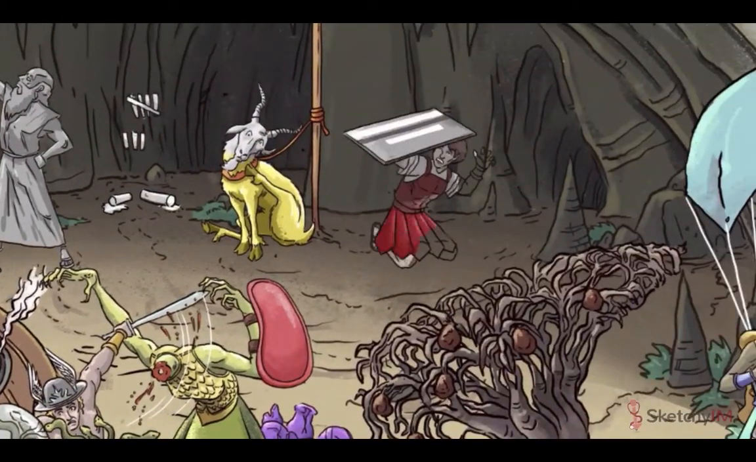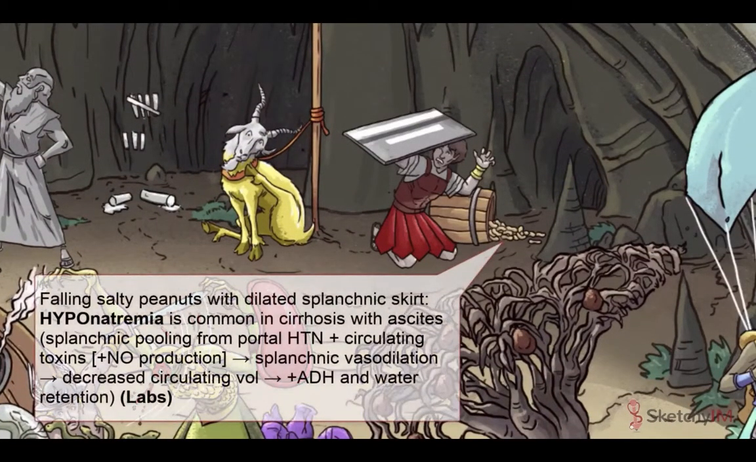How about the rest of that metabolic panel? Hyponatremia is common in patients with cirrhosis and ascites, and is represented here by the falling salty peanuts, a staple of any Gorgon diet. Why hyponatremia? Well, in the setting of cirrhosis, portal hypertension causes splanchnic pooling of blood. Not only that, the cirrhotic liver has a hard time metabolizing all the toxins entering the body through the GI tract, including bacterial toxins. This causes increased nitric oxide production by vascular endothelial cells.